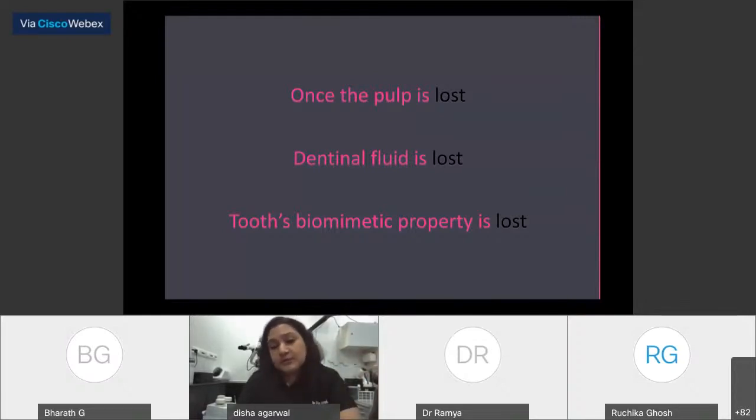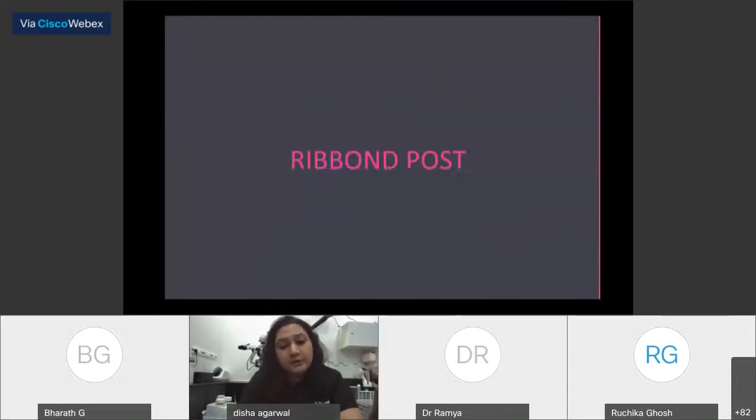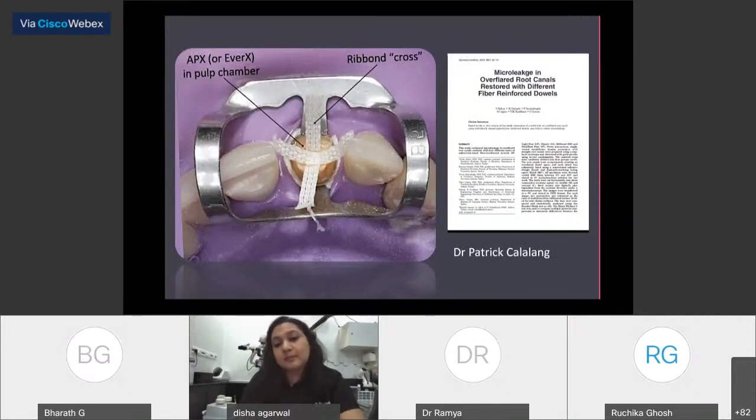Very quickly, once the pulp is lost, rebond, whatever cases I showed you was for restorative dentistry, but you can also use it for your endodontic treatment. In this case, I'm not going to use my rebond for preserving my pulp. My pulp is already lost. Here I'm going to use my rebond to protect the remaining tooth structure. So how do I use a rebond to create a post?